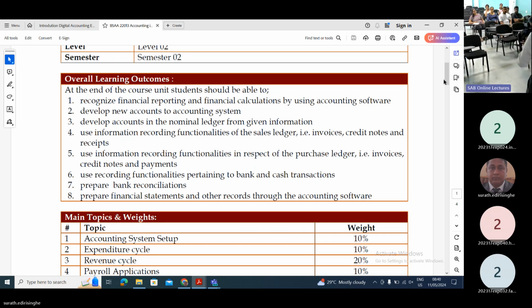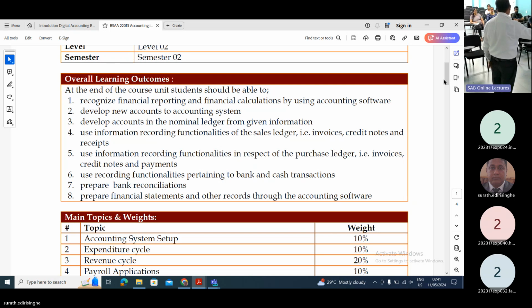This is a fundamental integration, even in manual accounting or computerized accounting. Therefore, you have to study how to develop a new accounting system, whether in the general ledger or subsidiary ledgers. Understood? We teach in these modules how to develop new accounts for the customers, suppliers, and inventories in the ledger. The third one is also integrated here: develop accounts in nominal ledgers or given information.